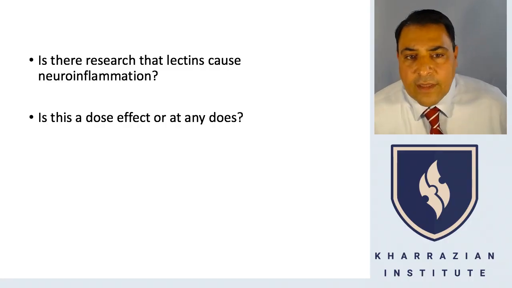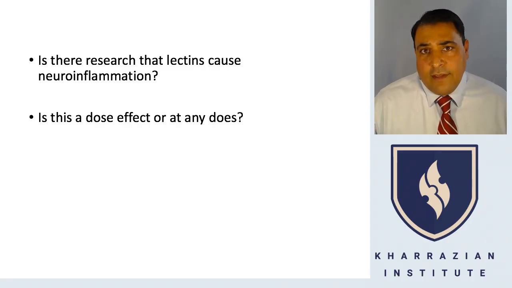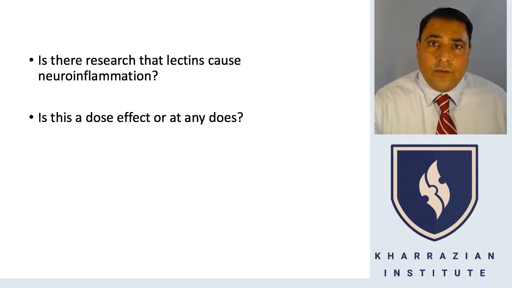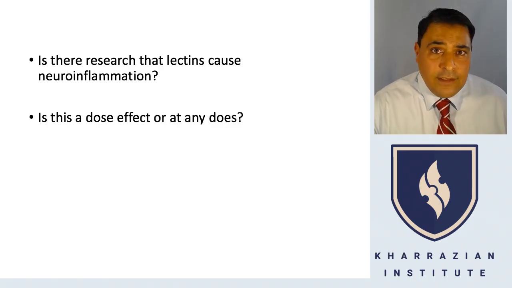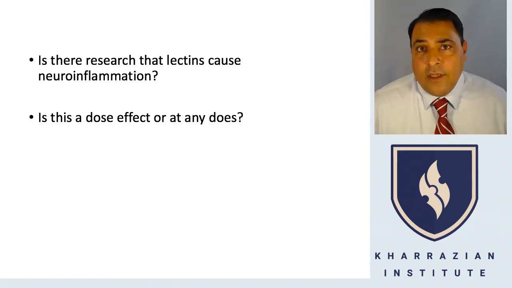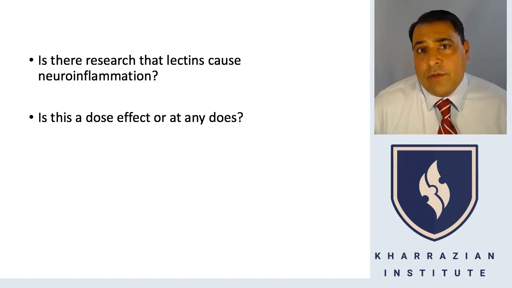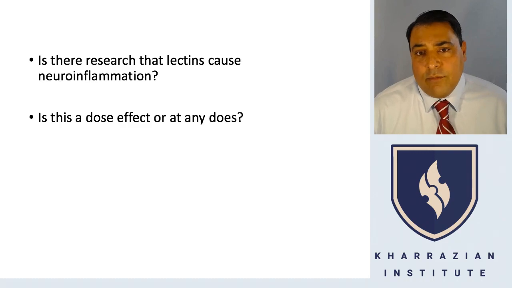Is there research that lectins cause neuroinflammation? Yes, there is. There's specific research with wheat germ agglutinin, which is a lectin portion of wheat, not associated with the protein portion of gluten. So wheat germ agglutinin is not to be confused with gluten. Wheat germ agglutinin has been shown to directly cross-react with synapsin, which is a key protein in the brain. So we know that there's significant risk with lectins and neuroinflammatory responses.